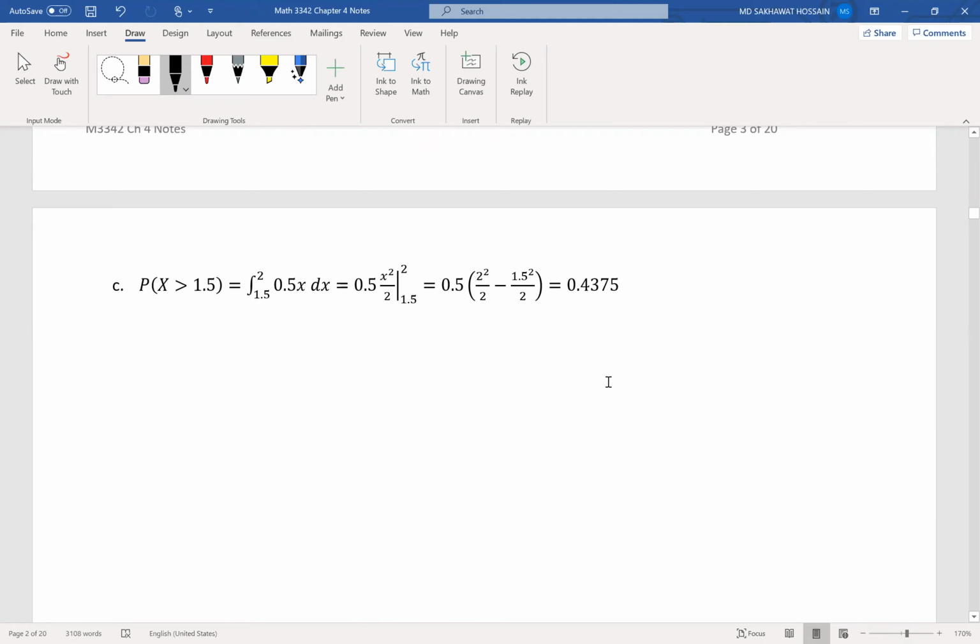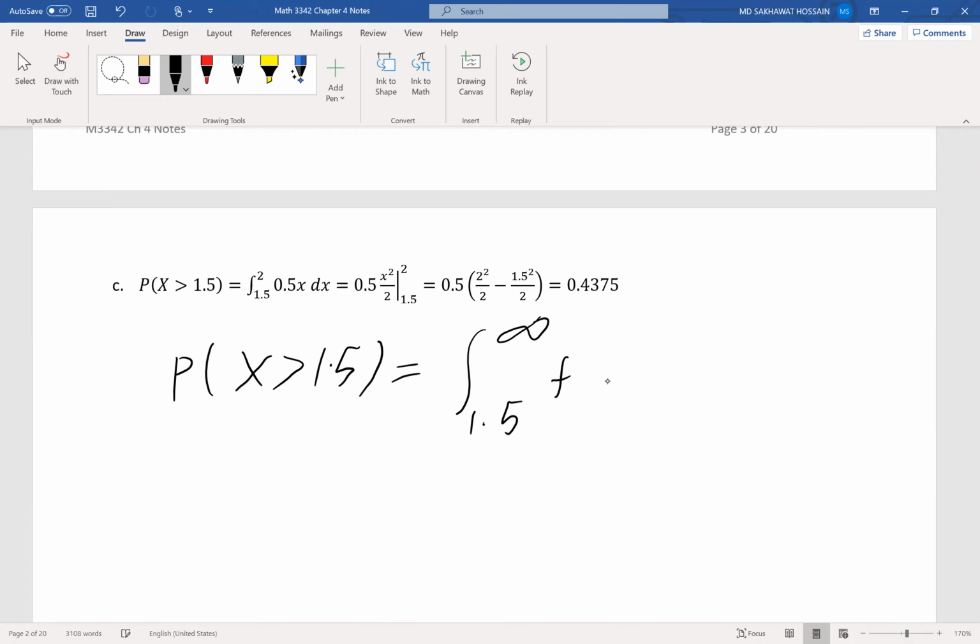Okay, so the next question is part C: the probability that x is greater than 1.5. So x greater than 1.5 means the lower limit is 1.5 and the upper limit is infinity, integral of f(x) dx. That means the lower limit is 1.5, and you know that the upper limit for this density function is 2, so it will be 2, and f(x) is 0.5x dx.